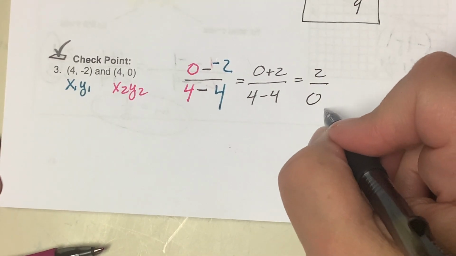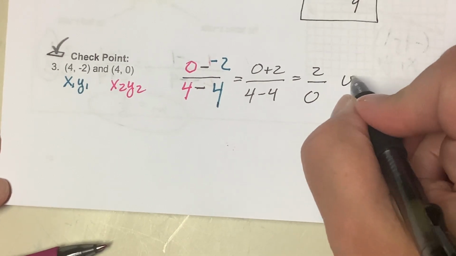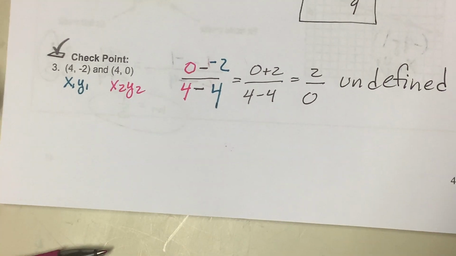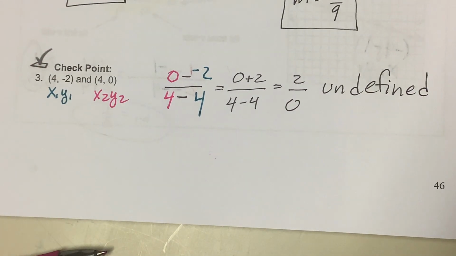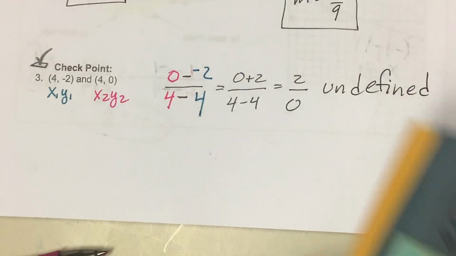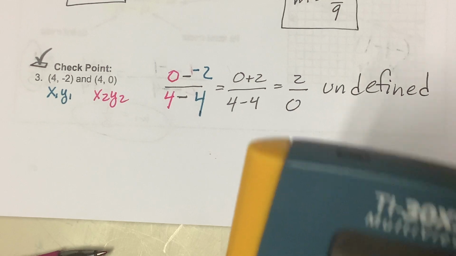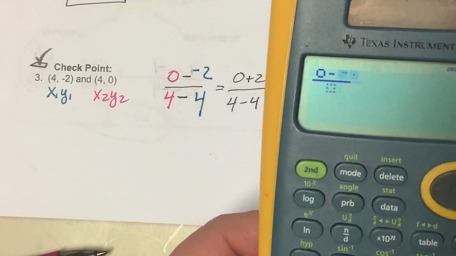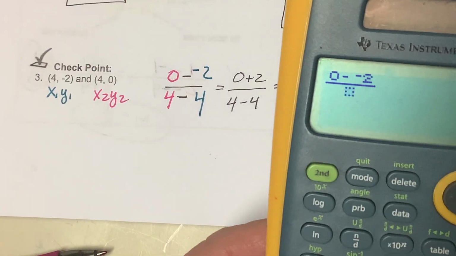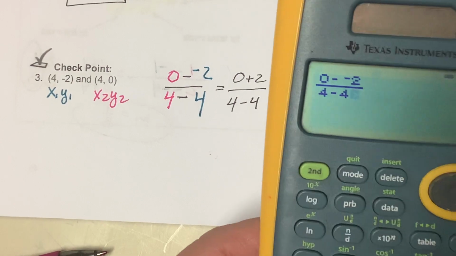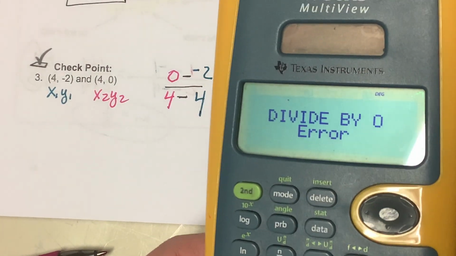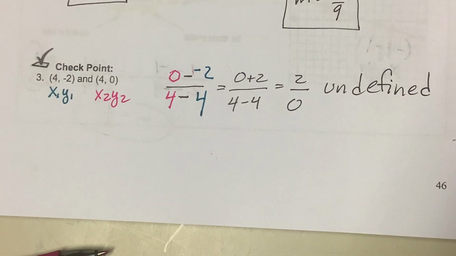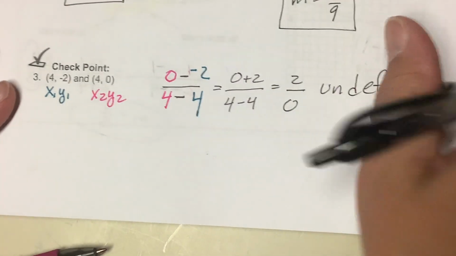Now remember, when there's a 0 in the denominator, this is undefined. If I grabbed my calculator, which you can be doing all along, by the way, I'm pretty good with my little brain, but I'm going to use my calculator. And 0 minus negative 2 over 4 minus 4, and I get divide by 0 error. When it's a divide by 0 error, it's undefined. If you're ever not sure, just grab a calculator and go there.